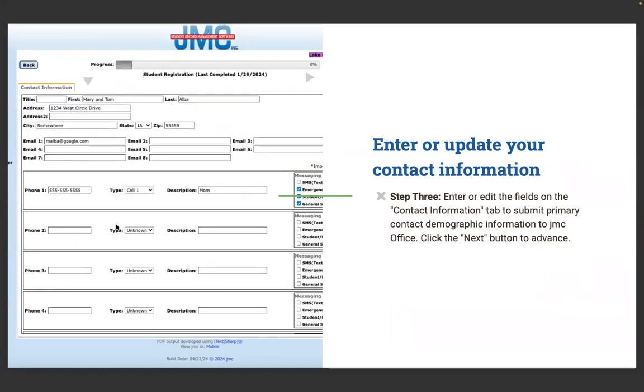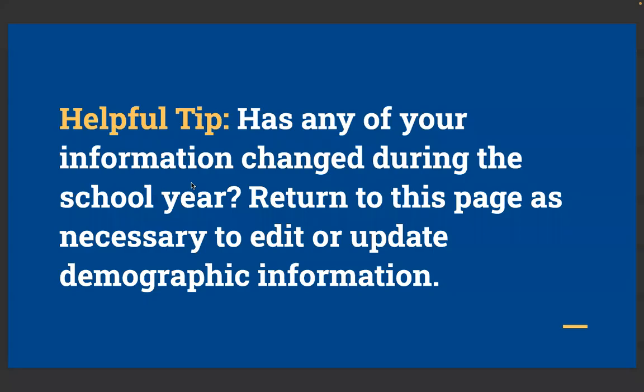Step 3, enter or edit the fields on the contact information tab to submit primary contact demographic information to JMC and then click the next button. So you can update your last name, first name, address, city, emails, phone numbers, all that fun stuff for your primary contacts. Helpful tip, has any of your information changed during the school year? You can always return to this page as necessary to edit or update demographic information.